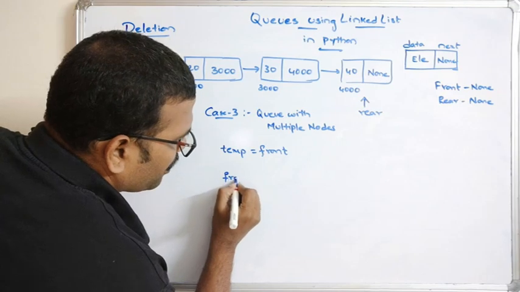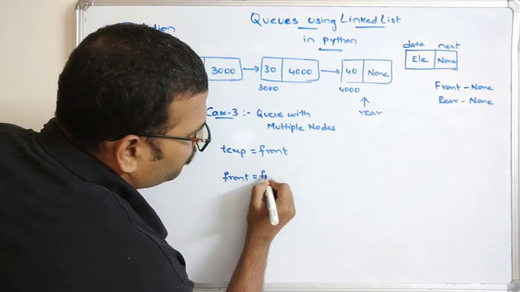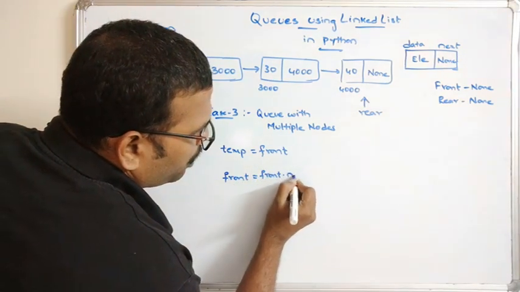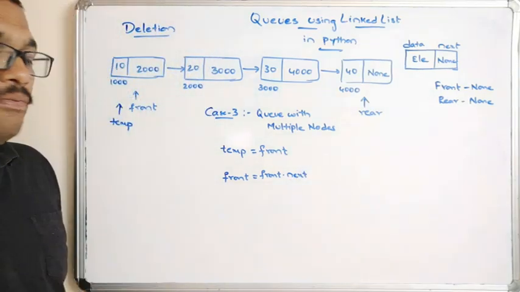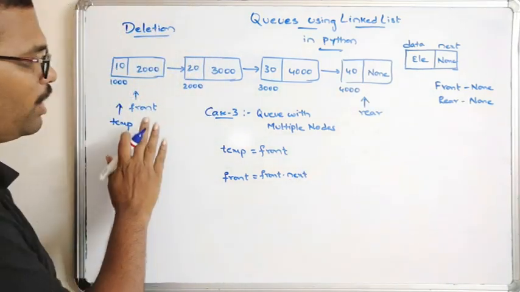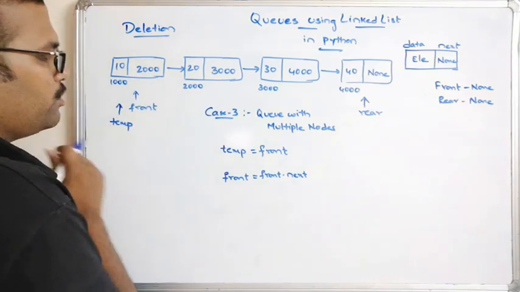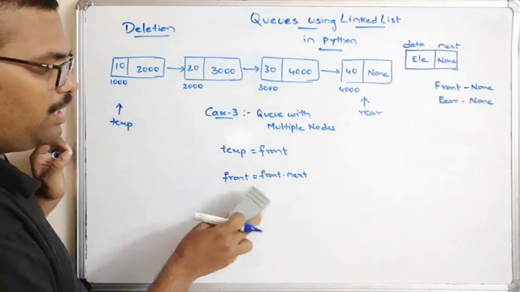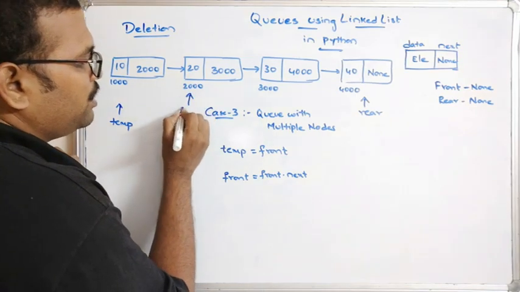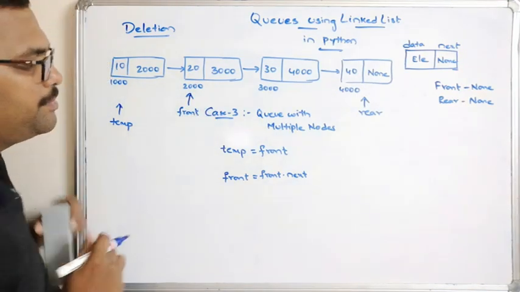Front is equal to front dot next. So what is front dot next? Front dot next is 2000. So front will be moved to 2000. Immediately after executing this, the front will be here.